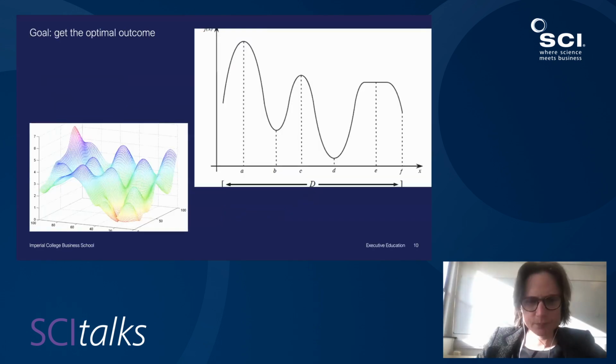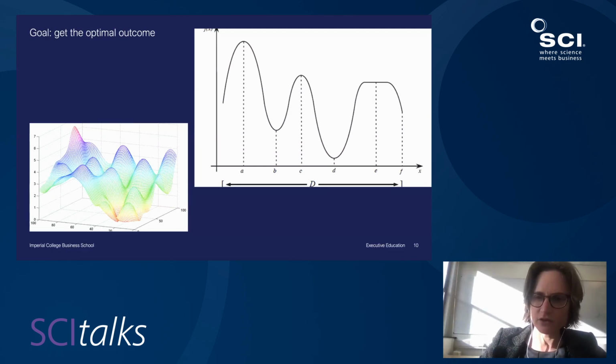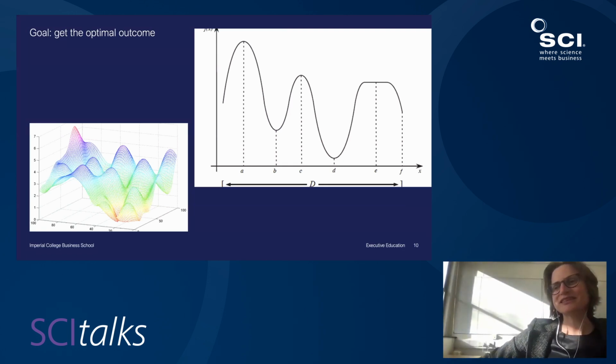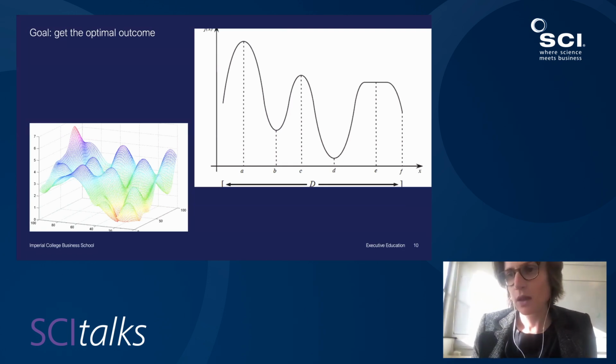Okay, so basically the goal in all of the items that I've discussed so far is to get the optimal outcome. So I might want to get the minimum of one of these crazy functions. Now that's in general the goal of anything in optimization, right? Is I either wish to get the very best, or the least expensive or something like this.